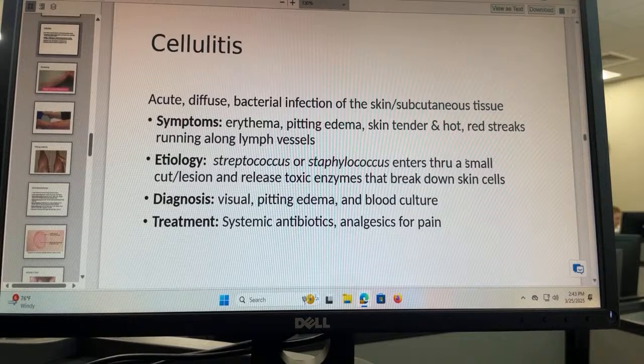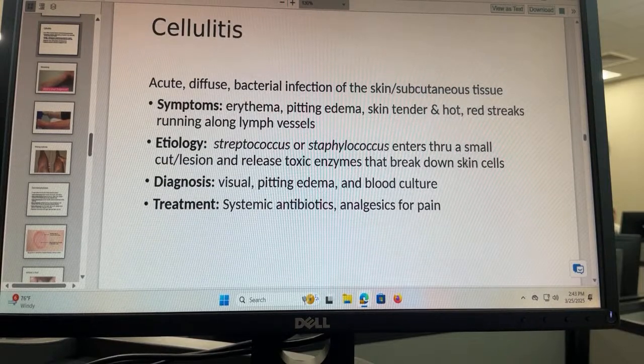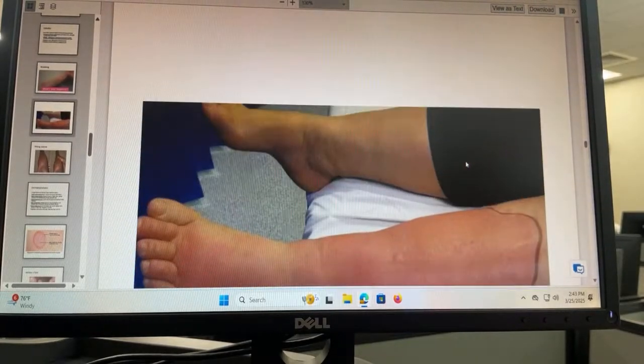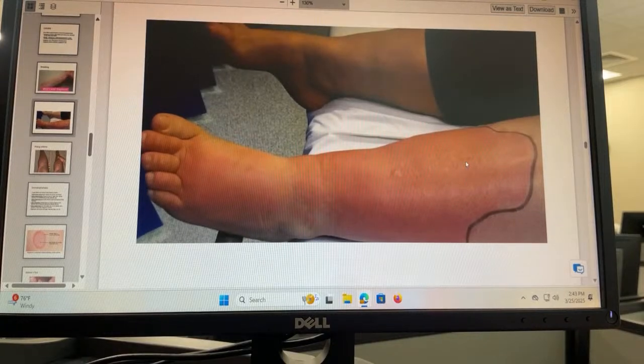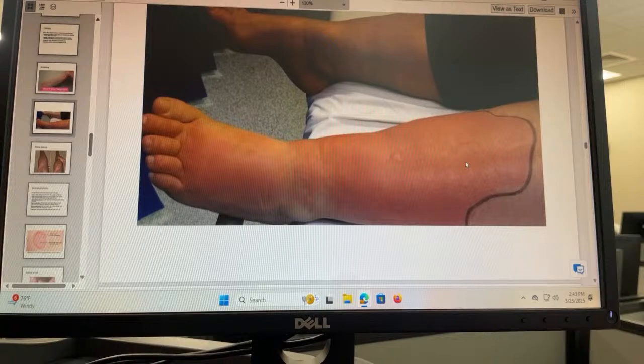Treatment is going to be systemic antibiotics. Depending on how bad it is, people are usually hospitalized so that they can get IV antibiotics to fight this. And it is very painful, so again, analgesics, which are just painkillers. So that's streaking. This is a picture of what cellulitis looks like. You can see the area of redness and how swollen it is. It kind of looks like a bad sunburn. But some of them can be so severe that the skin breaks and you have open wounds. So it can be pretty mild like this one, or it can be much worse depending on how bad it can get.